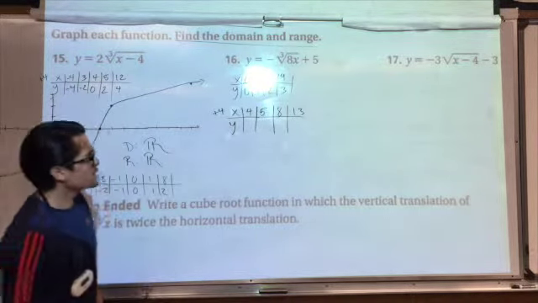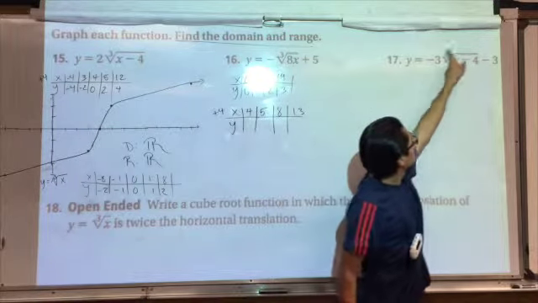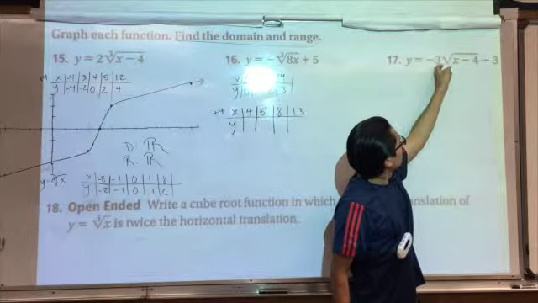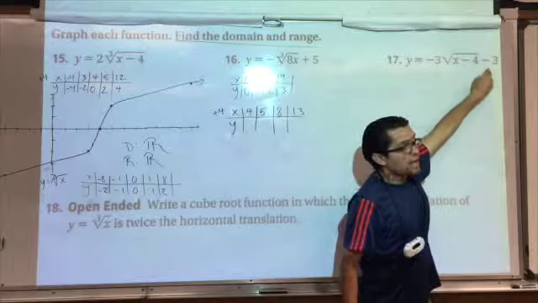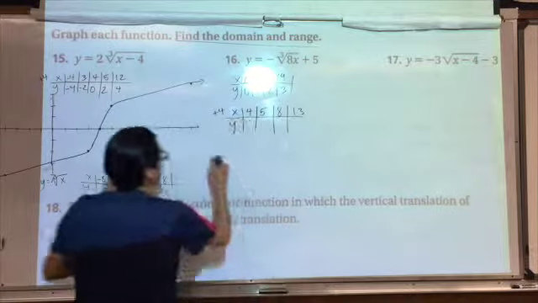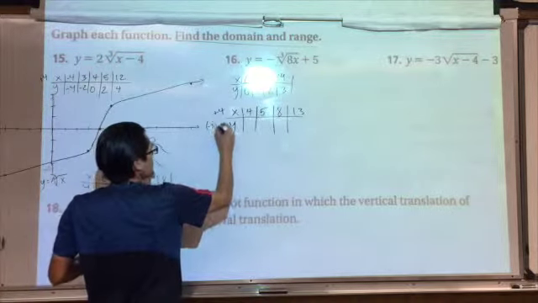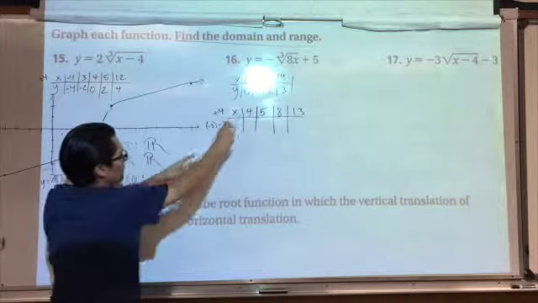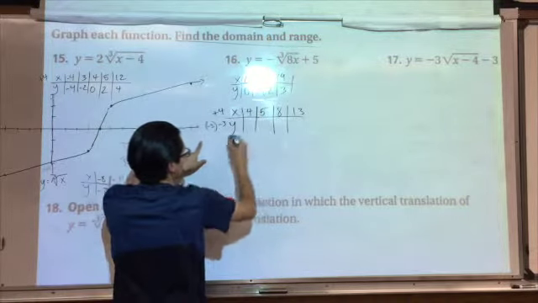Done. X values, y values. Outside of the radical, it looks like I'm multiplying by -3 and then subtracting 3. So do both. Multiply by -3, then subtract 3. So from these numbers, we're going to get new numbers here.